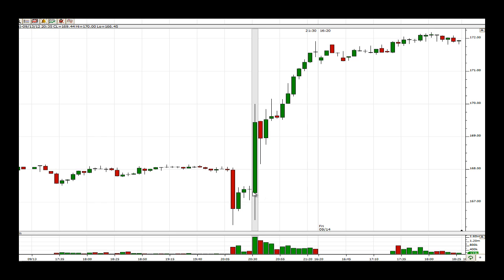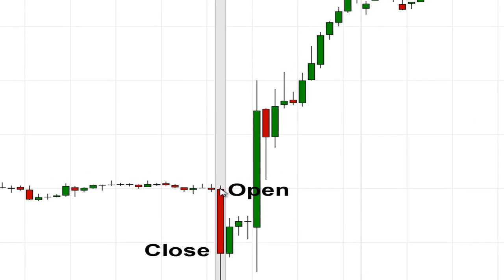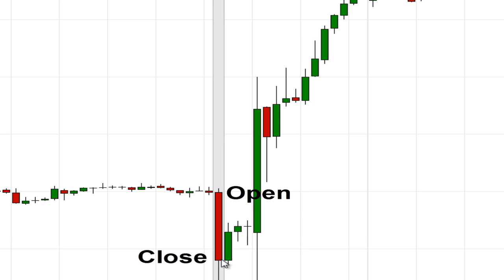Now, that's in case of an up bar, which is green. You see that this bar is green, which means that the open was below the close. It closed higher, so it's an up bar, so it's green. In case of a down bar, which are the red bars, it's the exact opposite. The open is going to be the top one, and the close is going to be the bottom one.